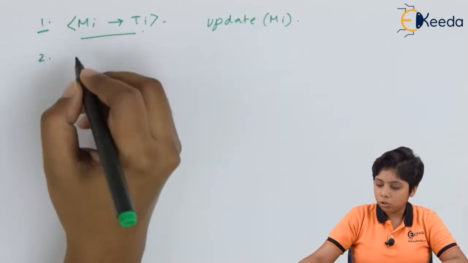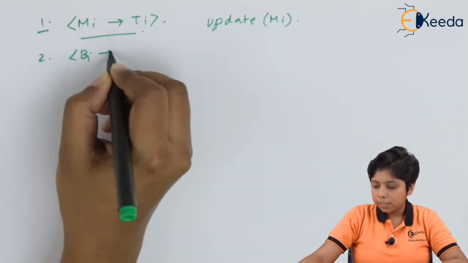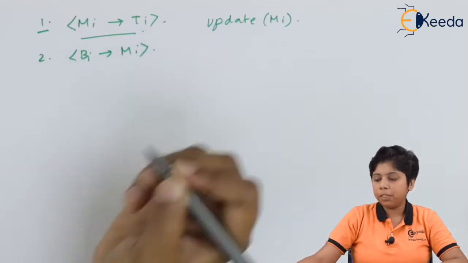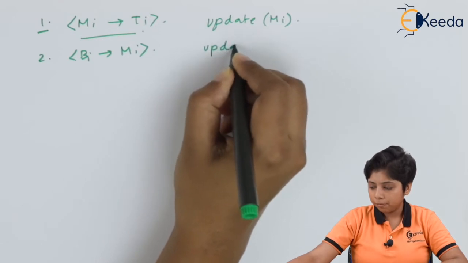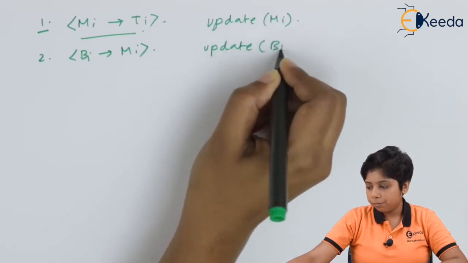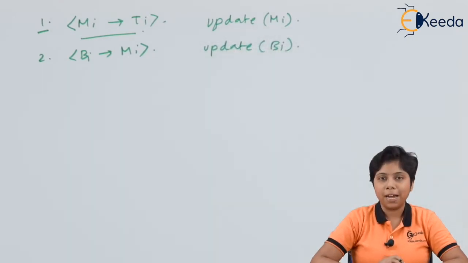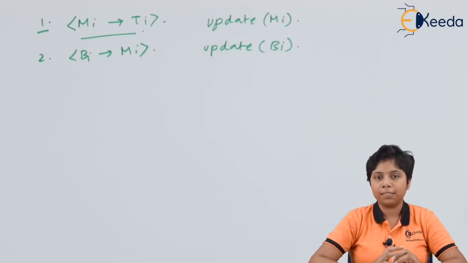Now the second stage goes with that BI updated with the value of MI. So now we need to update our disk buffer, say BI. Now finally the BI needs to be written to the database.